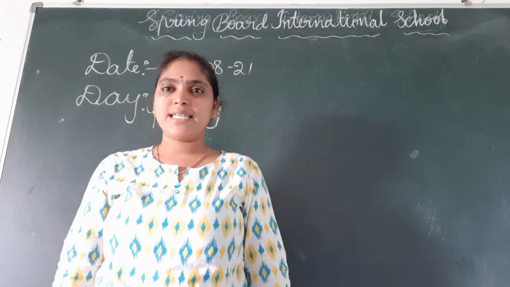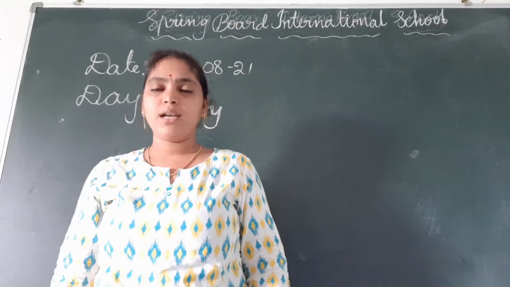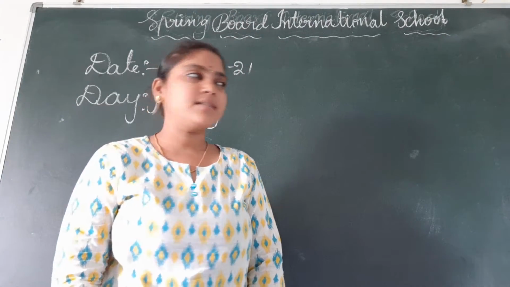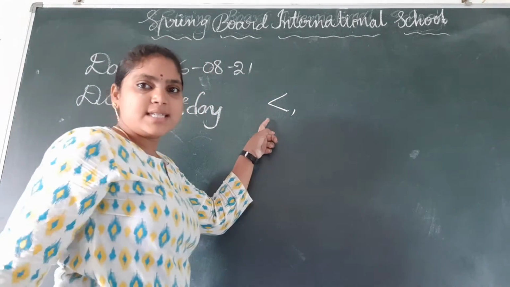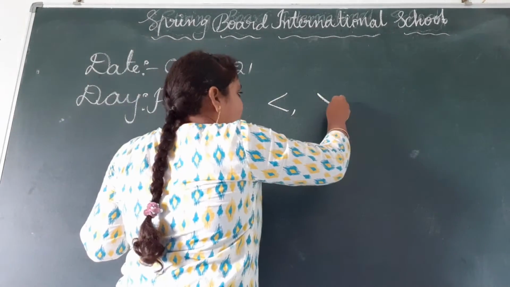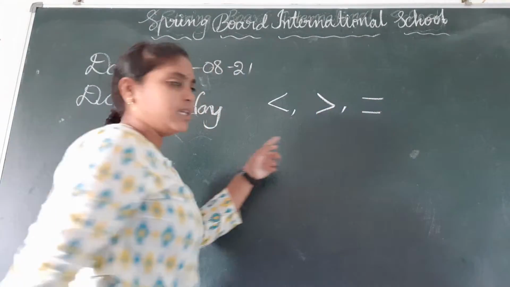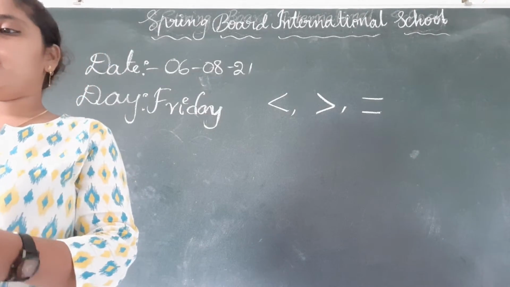So in the previous session we had discussed comparing numbers. Am I correct, children? Yes. What are the symbols we are using for comparing numbers? The first one, less than. Okay, this is less than, and greater than, and equal to. These are the three symbols we are using for comparing numbers.